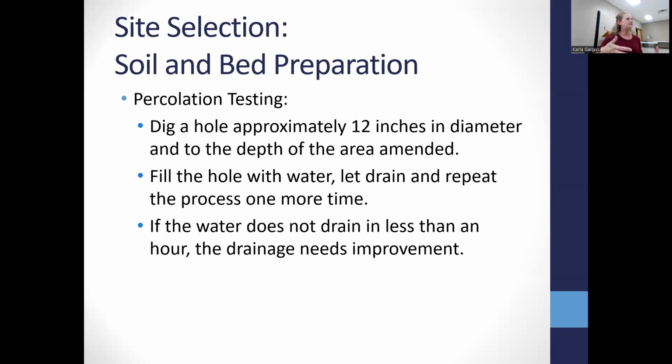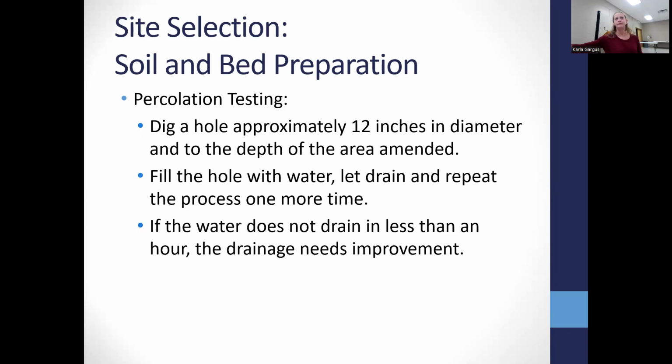I would probably leave this overnight and see how long it took to drain. If that hole is still full of water the next morning, you've definitely got drainage issues, okay? Because it may take 2 or 3 hours for that water to actually work its way down through the soil. So basically, you're just looking at it and seeing how long it takes for the water to drain. You really want it to be drained within 3 to 6 hours. That's going to be your best well-drained soil.